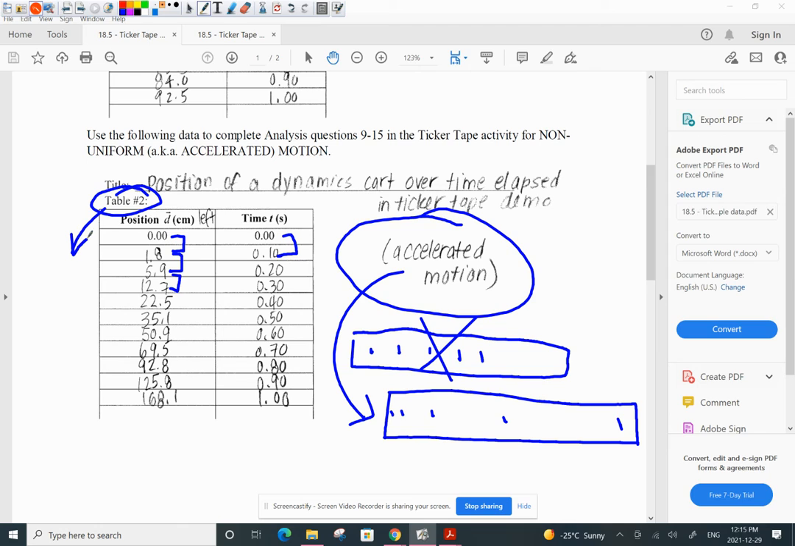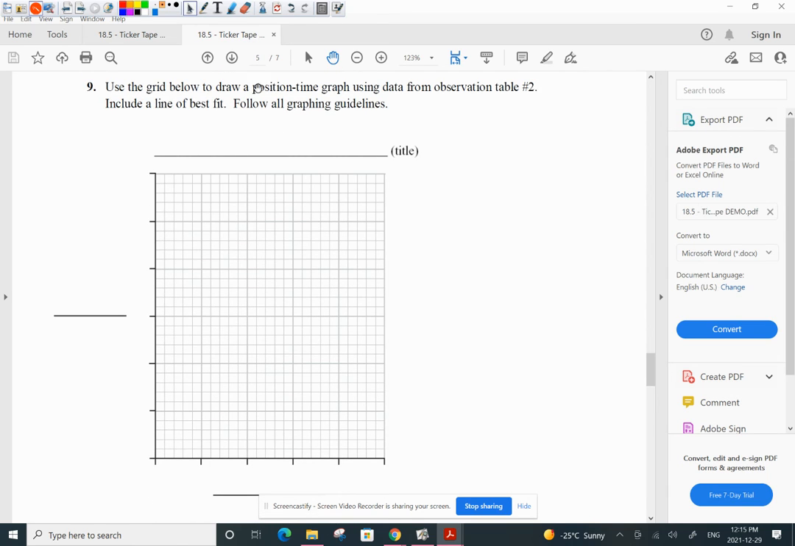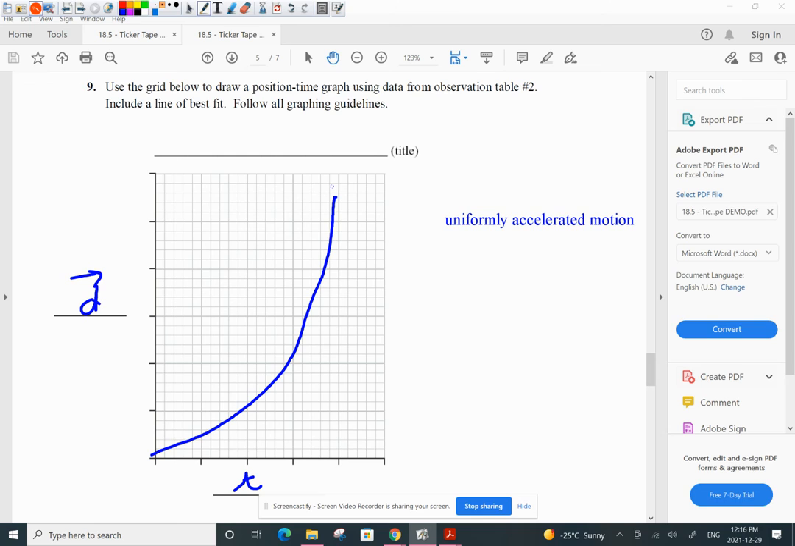So you're using table 2 here to do analysis questions 9 and 10 in your ticker tape. And then once you're done those questions, you're going to be drawing out a position time graph. Okay, so you draw out your position time graph, and guess what? Because it is uniformly accelerated motion, it's not going to be a straight line. So when you plot out your position, centimeters left versus your time, I expect that you will end up with a best fit line, something like that. Okay, so your best fit line is going to be curved.